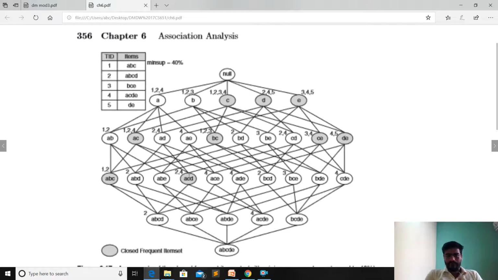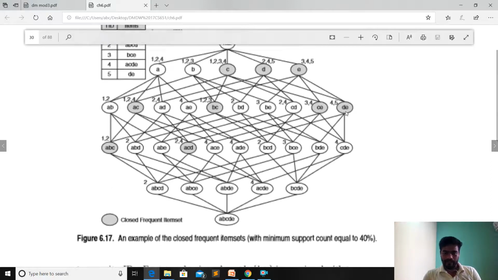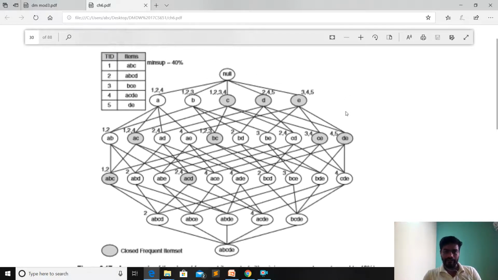So I hope you understood what a closed item set is. A closed item set is one whose immediate supersets have less support. For example, if it has occurred in 4 transactions and its immediate supersets occur in fewer than 4 transactions, then it can be taken as a closed frequent item set.